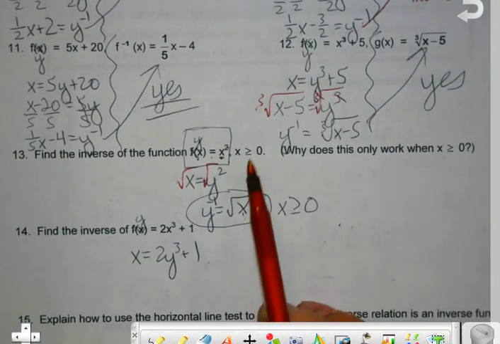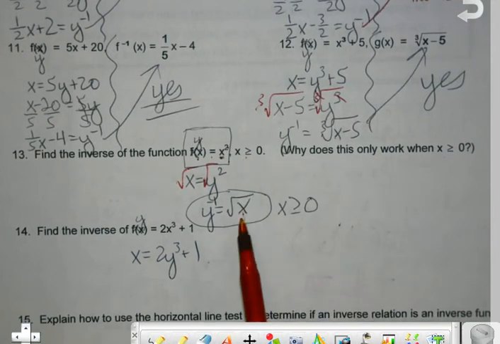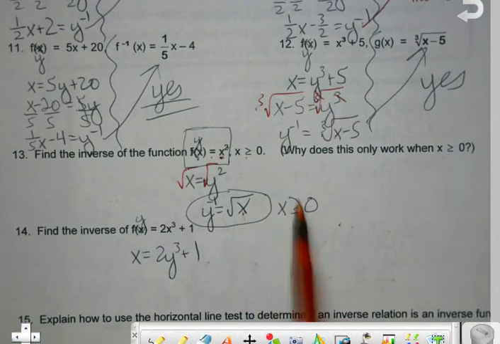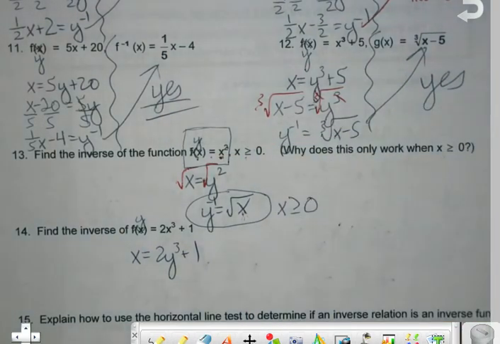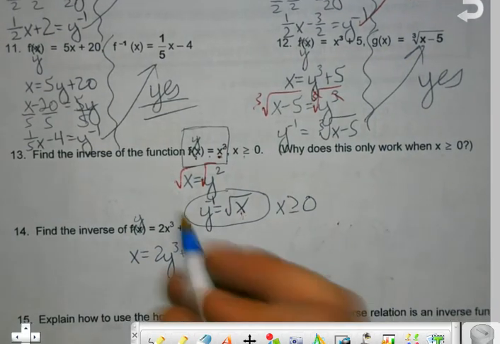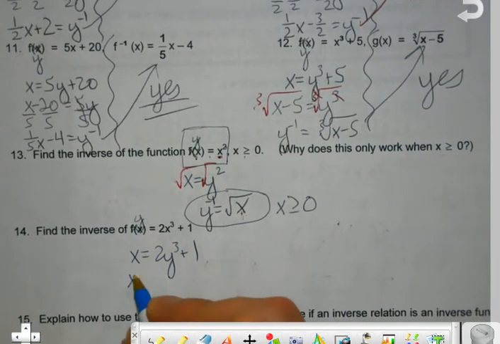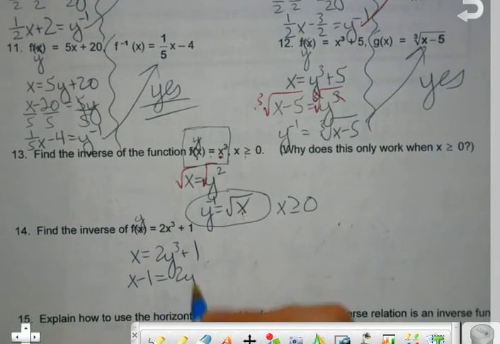So that's why this little restriction they put on here might give us a hint as to what this is going to look like. But in reality, it's just the exact same thing we've been doing. Don't let it throw you off at all. Okay? Same thing going forward. Continue to keep working on getting y by itself.